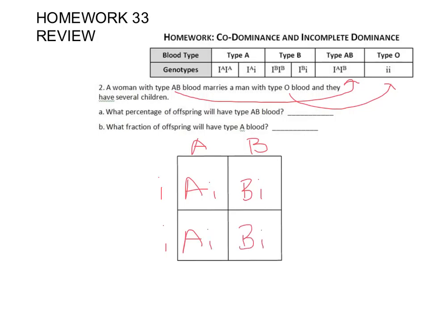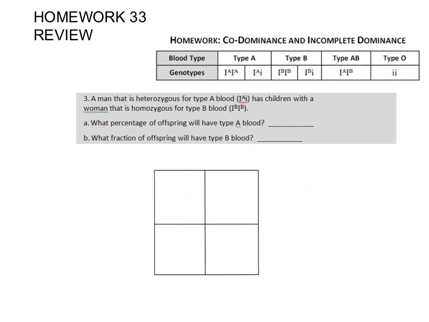And what percent of offspring will have AB blood type? Will any of the offspring have AB blood type? No, so 0%. And what fraction of the offspring will have blood type A? Okay, A is the A i, so right here. And so what fraction? You have 2 out of 4, which we just did, which is 1/2. Okay? This should be getting easier for you. That's why I'm going quicker.